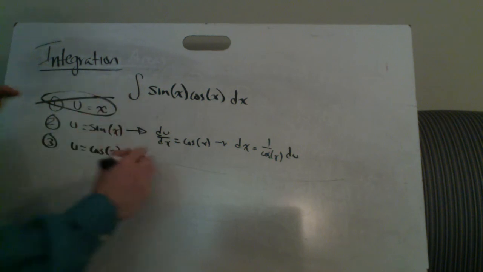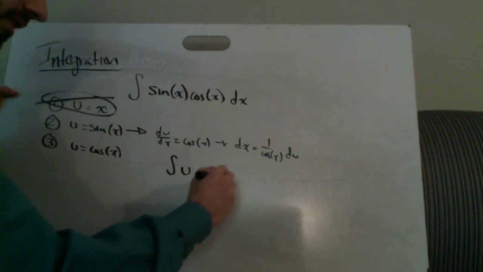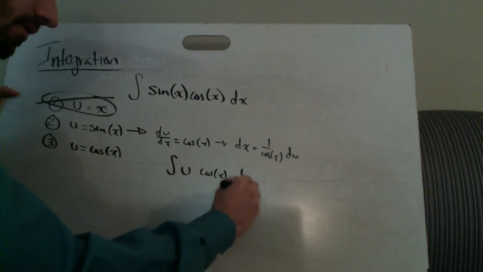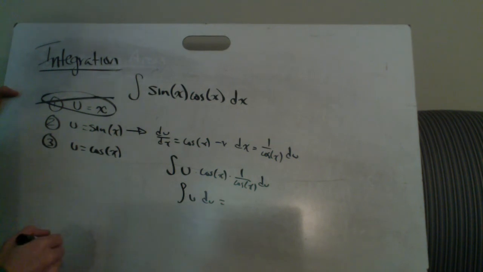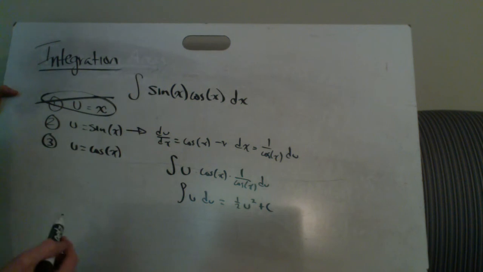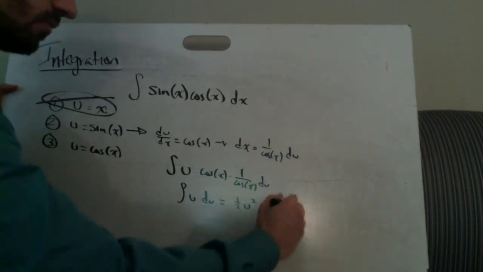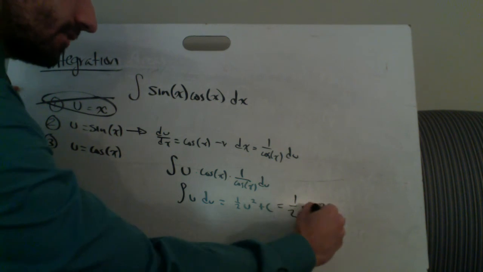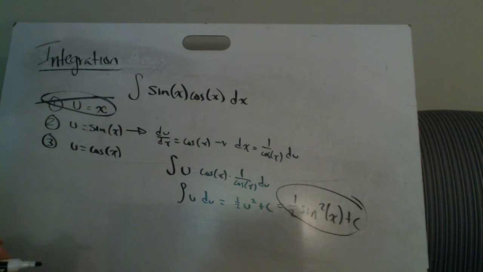This integral here now became the integral of u times cosine x times 1 over cosine x du, which is just the integral of u du, and that is 1/2 u squared plus c. And we recall that our u was sine x, so this is just 1/2 sine squared x plus c. Great. Hopefully that's not too bad.